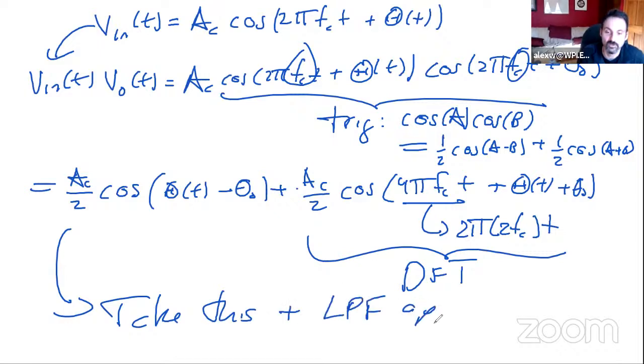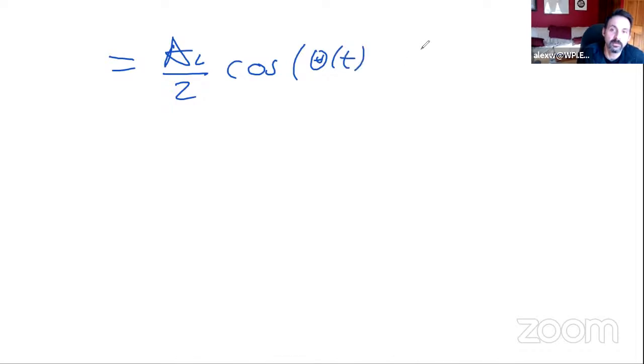LPF application. I'm going to apply it. And what happens is this double frequency term gets canceled out. This passes through. So what I end up getting is this. I get a time varying cosine without a carrier. Minus theta naught. Okay, that's great.